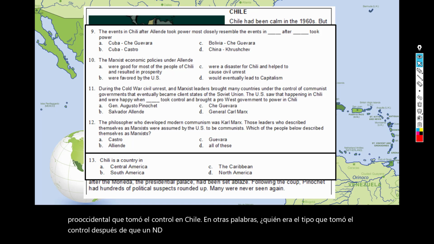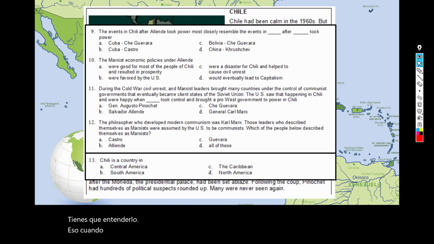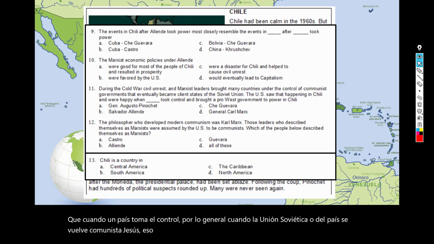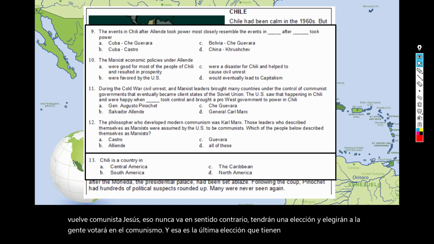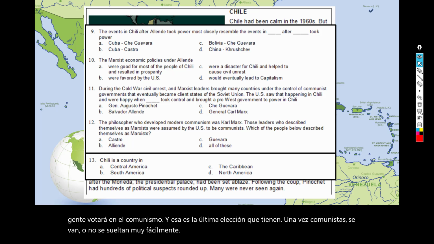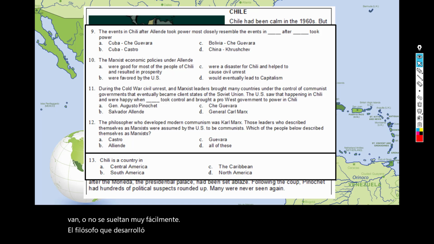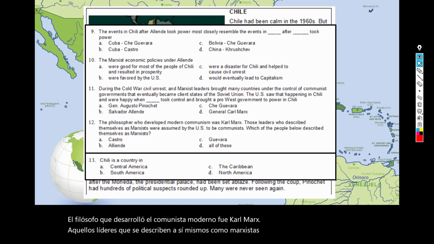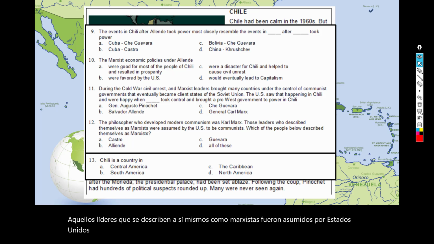Okay, now, guys, you have to understand that when a country takes over, usually when the Soviet Union or a country goes communist, it never goes the other way. They'll have an election and people will vote in communism, and that's the last election they have. Once the communists take over, they don't let go very easily. The philosopher who developed modern communism was Karl Marx. Those leaders who described themselves as Marxists were assumed by the U.S. to be communists.